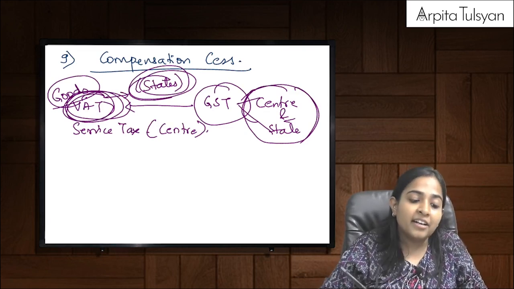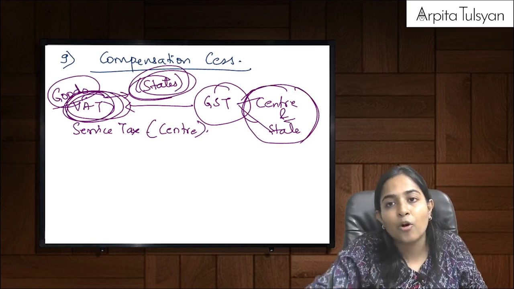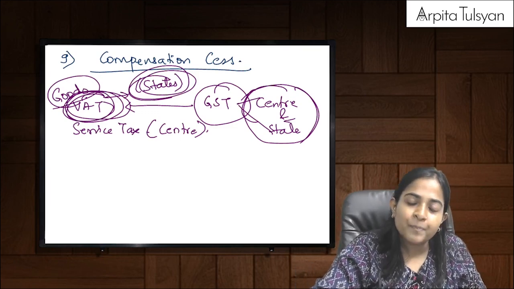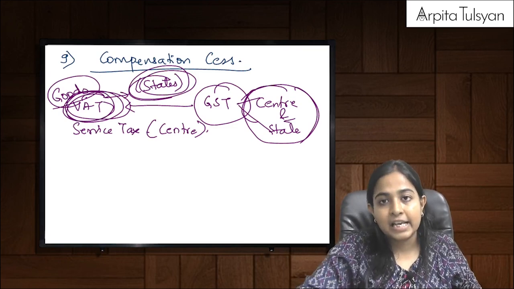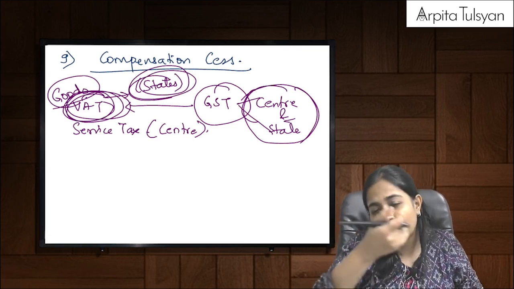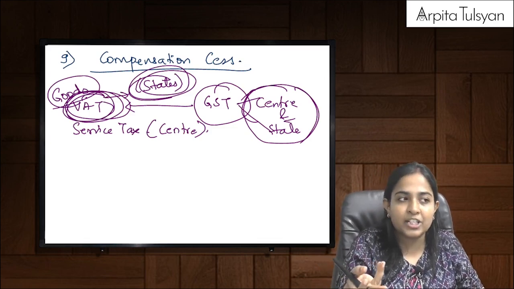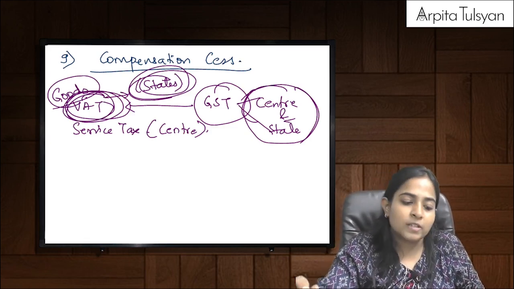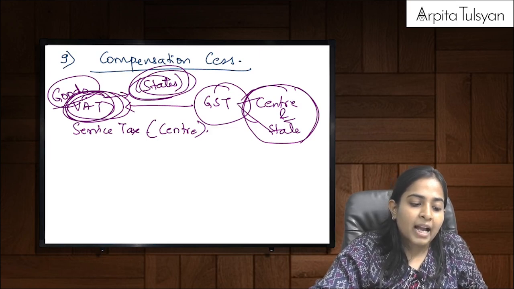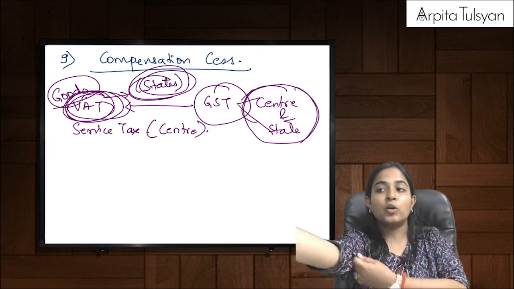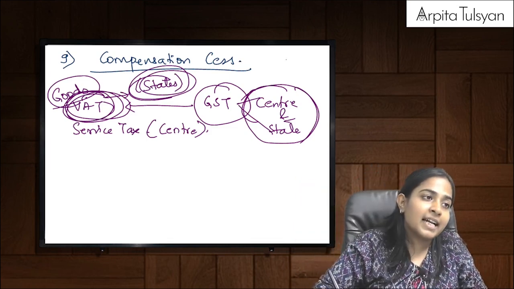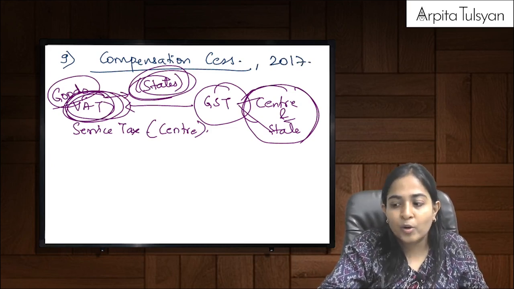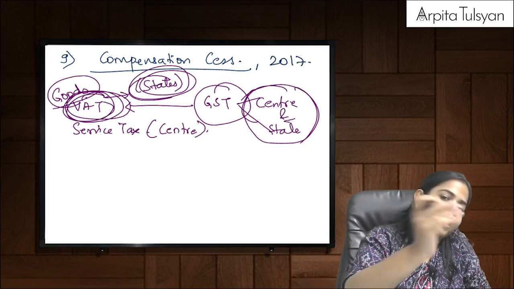For that purpose, they introduced an act called the GST Compensation Act. Remember, the GST Compensation Cess Act 2017 was introduced to compensate the states. Whatever loss the states would have, whatever revenue has been reduced because of GST implementation, the center said, no problem, don't worry, don't cry, we will give you some compensation for the losses you have suffered. Are you clear with this? Yes. So who will give this to whom? This compensation cess will also be collected from the consumers only. We will pay this tax to the center, and then the center will give it to the state.